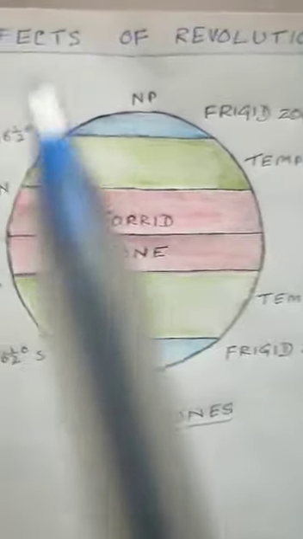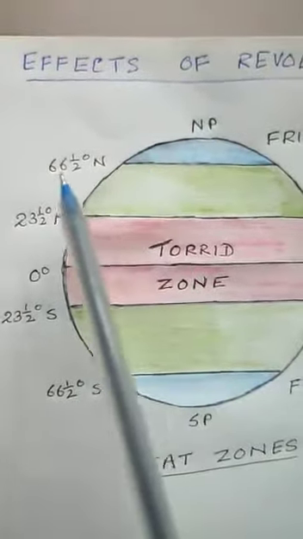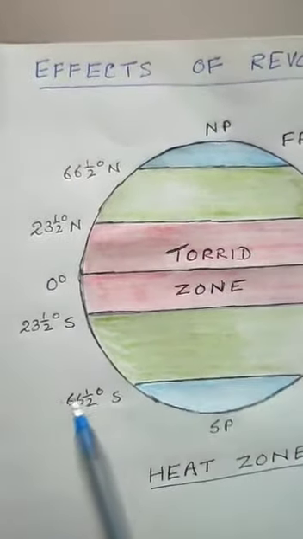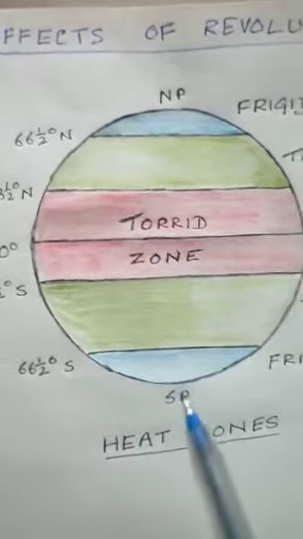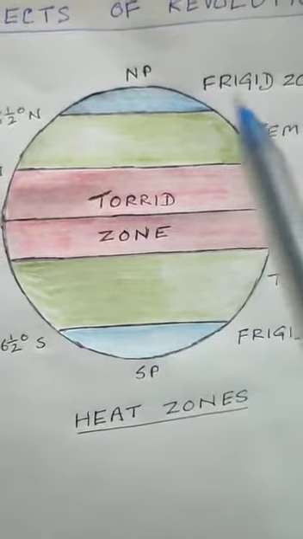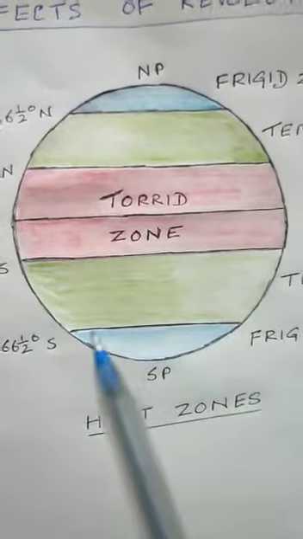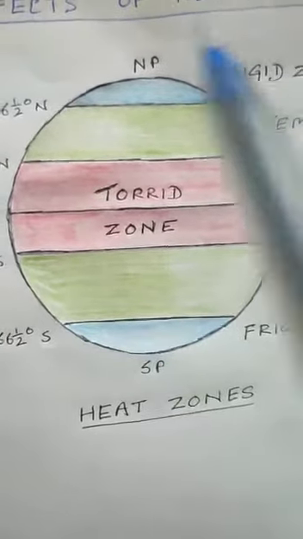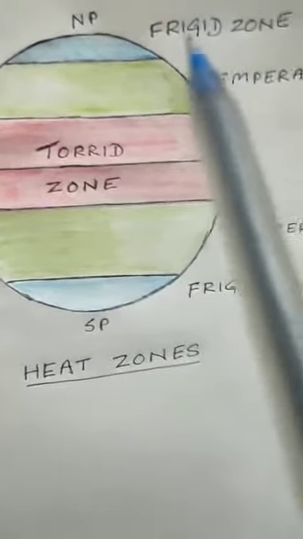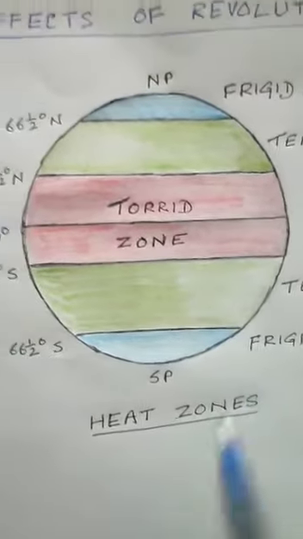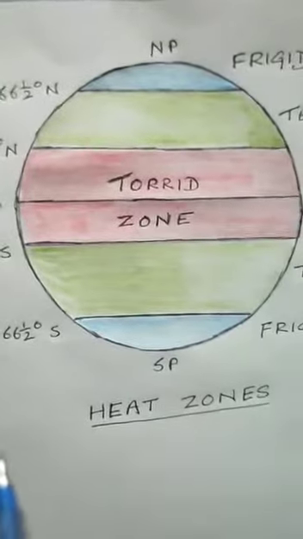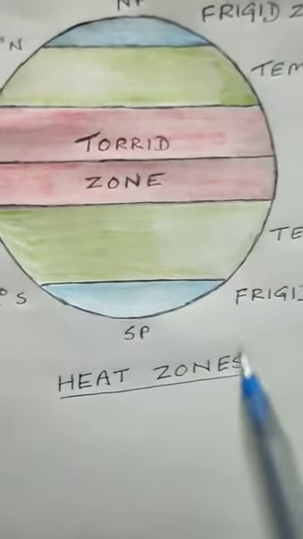Now beyond this, from 66.5 degrees north to the North Pole in the northern hemisphere and 66.5 degrees south to the South Pole in the southern hemisphere, these areas receive extremely slanting rays of the sun throughout the year. So these areas are very cold and it is the frigid zone. Now we have learned, because of revolution and the spherical shape of the Earth, different heat zones are formed.